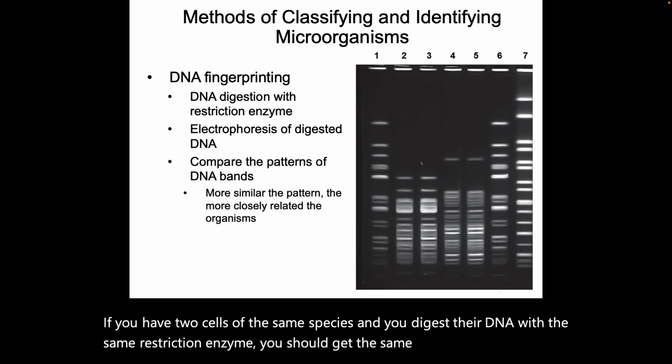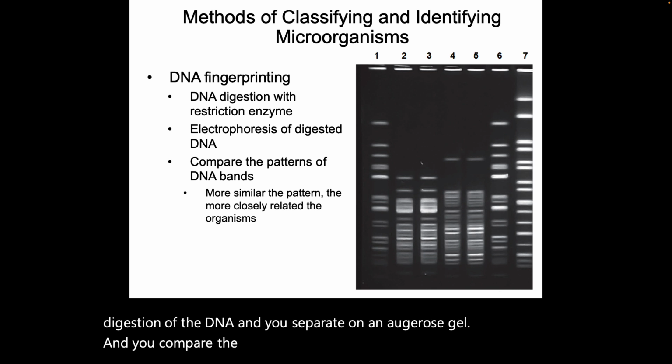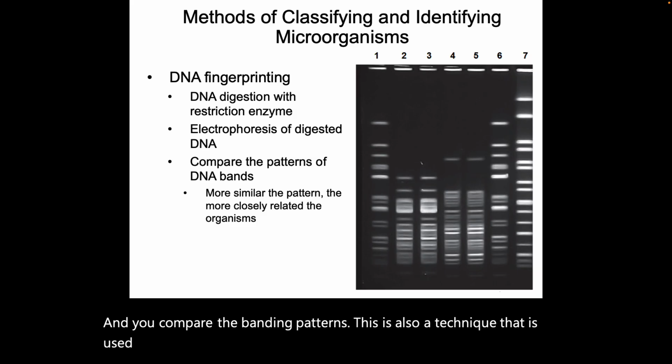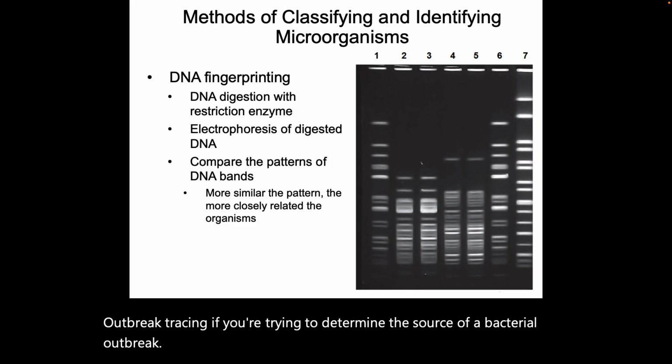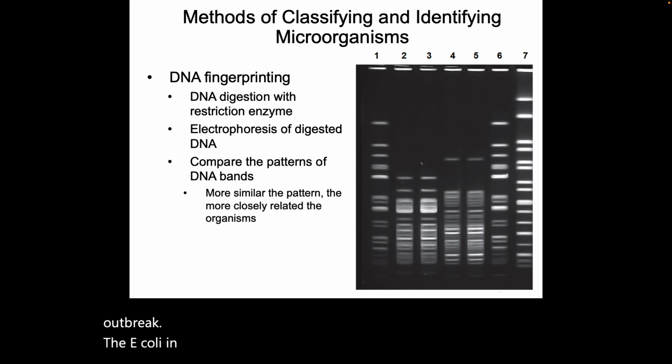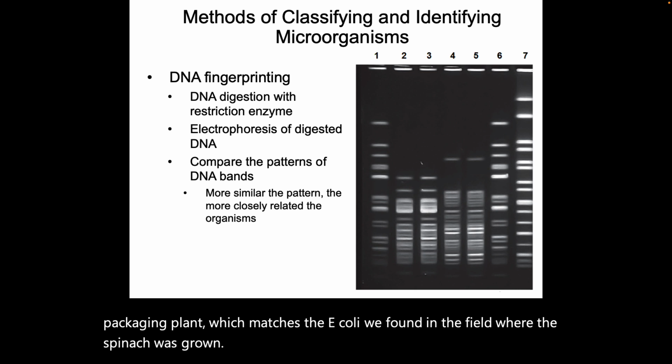So you do the digestion of the DNA, you separate on an agarose gel, and you compare the banding patterns. This is also a technique that is used relatively commonly in outbreak tracing, if you're trying to determine the source of a bacterial outbreak. The E. coli in this spinach matches the E. coli we found in the spinach packaging plant, which matches the E. coli we found in the field where the spinach was grown. Right? They have the same pattern.